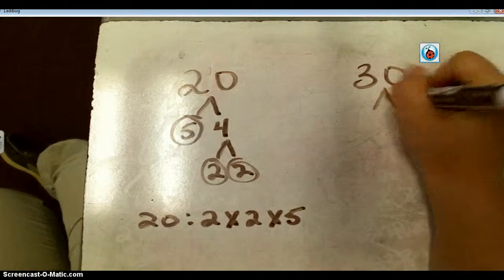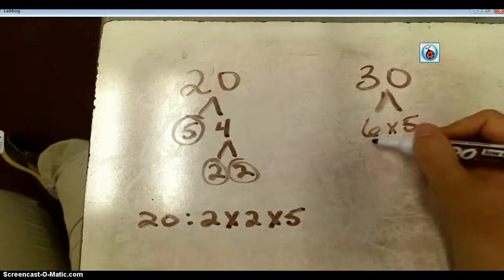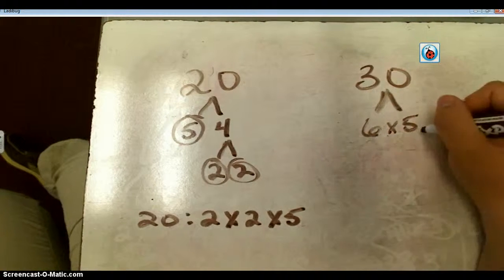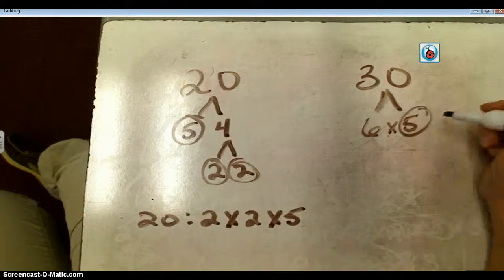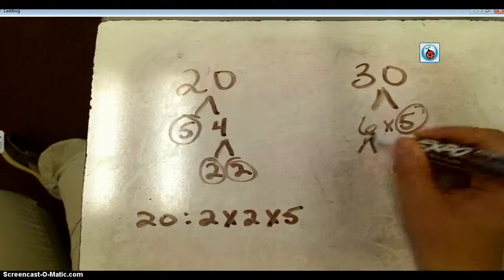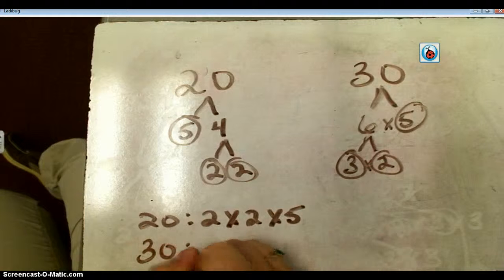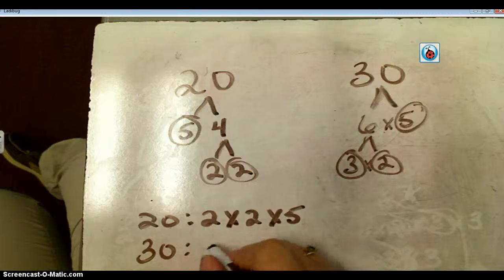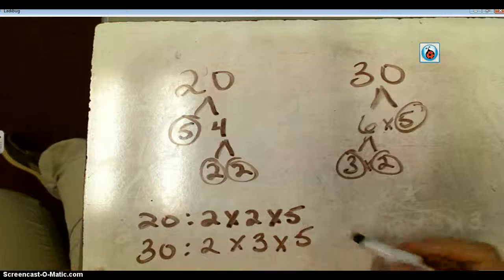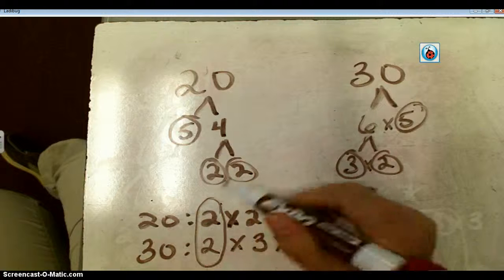Okay? Let's go into 30. 6 times 5. Is 6 prime? No, it's composite. Is 5 prime? Okay. For my own sake, I'm going to circle it. 6, what do we do since it's composite? So I know those have to come down here. Make what? 2 times 3 times 5.